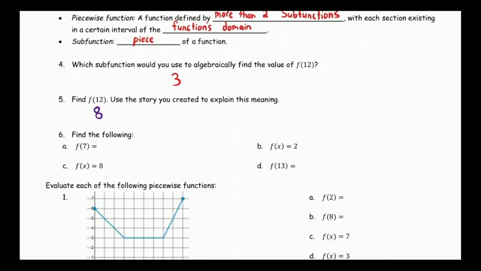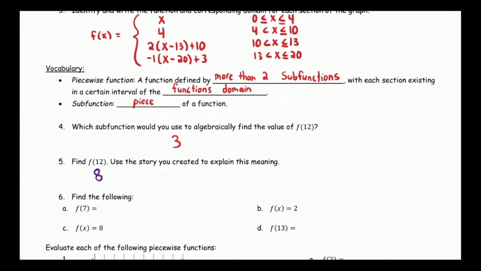Another way that we can do it is algebraically. And so I can just plug in 12 into my third subfunction. So that would be 2 times (12 minus 13) plus 10. So that would be 2 times -1 plus 10, which would be -2 plus 10, which also would give me 8. That's a way I can do it algebraically.